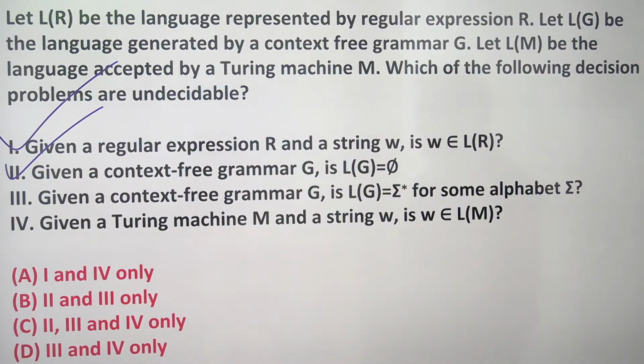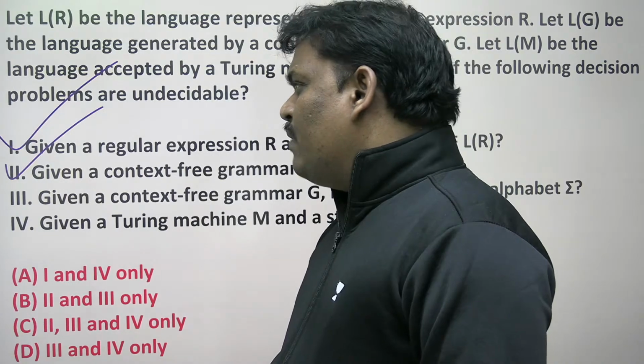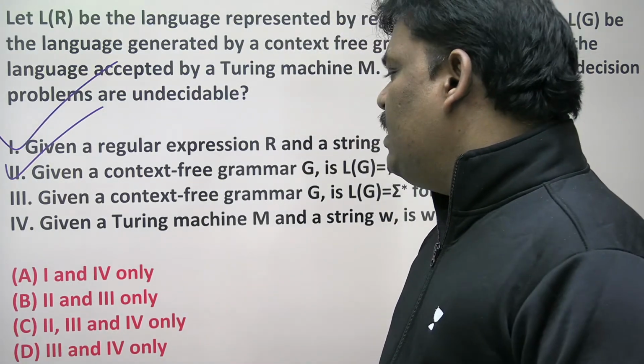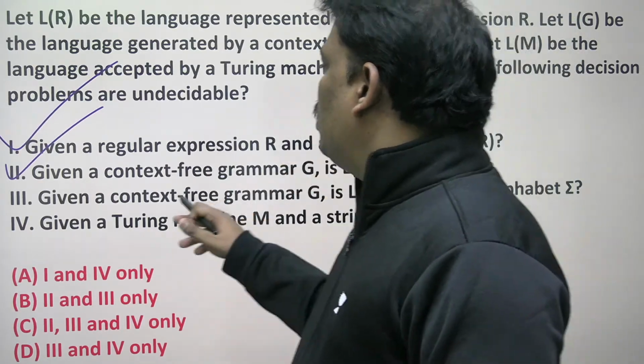Next, given a context-free grammar G, is L(G) equal to sigma star? This is the CFL completeness problem. If you want to do it, given a PDA, do complementation, and afterwards check whether it is empty or not. But unfortunately CFL complementation is not closed. So it is undecidable.